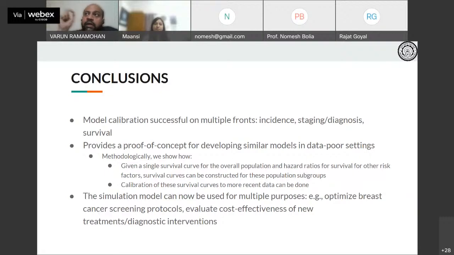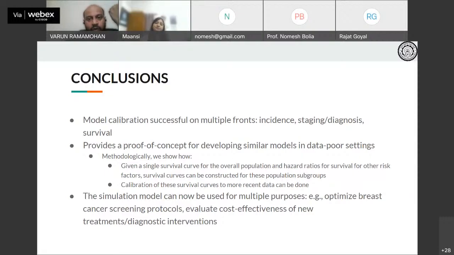We can also figure out, okay, if somebody is at an increased risk of developing breast cancer because of, say, family history, or, for example, increased BMI or whatever, they should be screened more often, for example, right? So that is something that we've already done. We're working on a journal paper with those results. I'm not showing that because we're still writing the paper, but that is something that can be done.